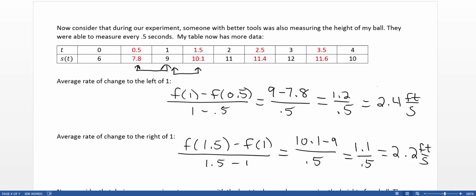So here we can see that by getting closer to 1, our approximation has become much, much better. So now we know that the instantaneous rate of change, or the speed at which my ball is going up into the air, has to be between 2.2 feet per second and 2.4 feet per second. That's pretty close. Again, my best guess would be to average these two numbers together, which would give me 2.3 feet per second. So without any further information, I would make an approximation of 2.3 feet per second.